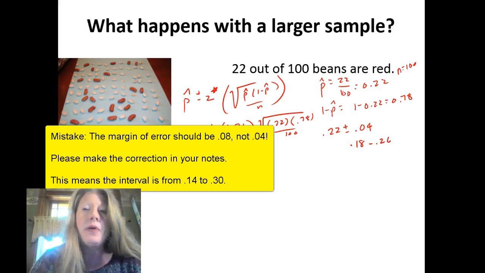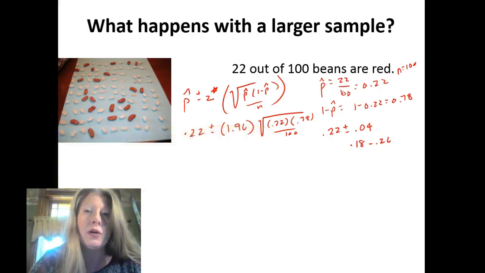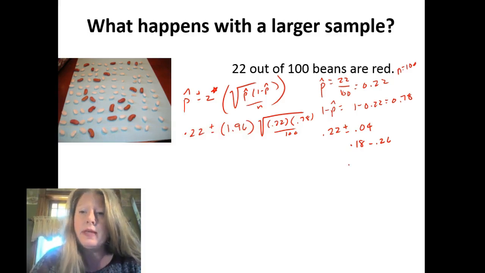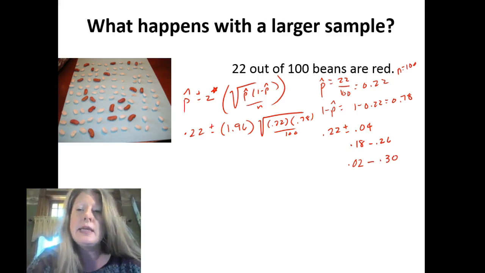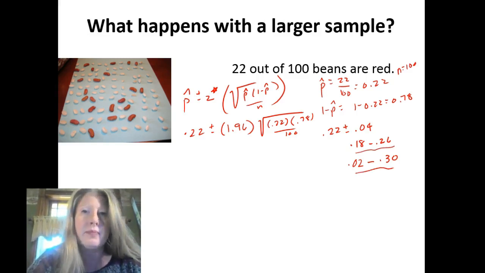So I want you to compare that with the interval we had a little bit earlier. So when we had just 4 out of 25, so a smaller sample size, you might remember the interval was 0.02 to 0.30. So increasing our sample size is leading to a more narrow interval. So the range of values here with the larger sample size is smaller compared to this range with the smaller sample size.